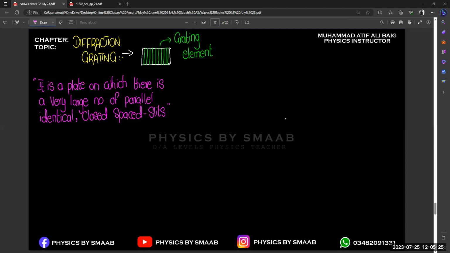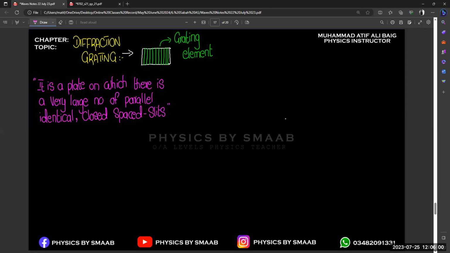If someone asks in the exam what is diffraction grating, you simply write this definition. Mostly it is made up of glass or plastic because that is transparent and easily lets the light pass through the medium. That's why we use plastic or glass for the diffraction grating element. Also, we are using monochromatic light because we need a single frequency, a single wavelength.